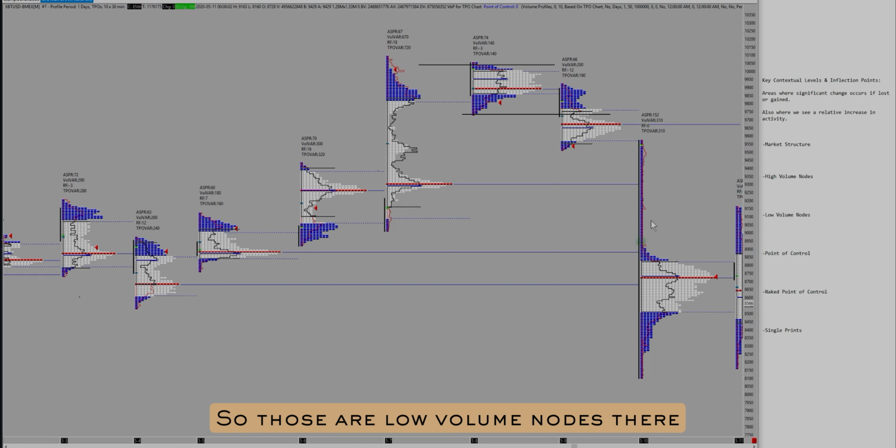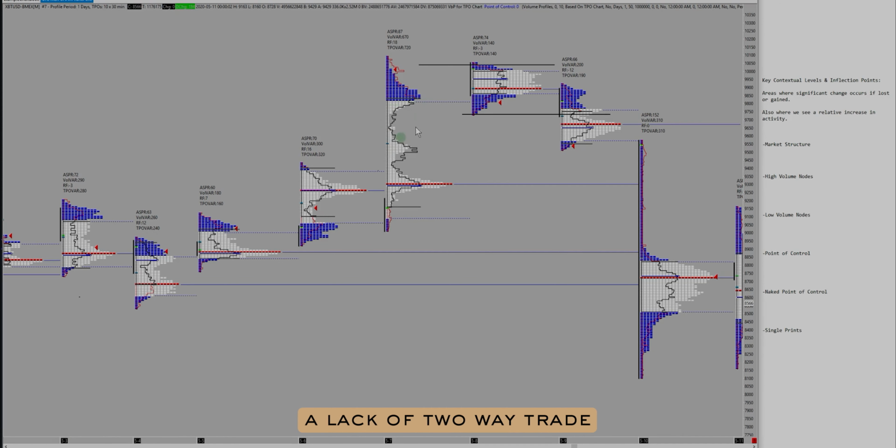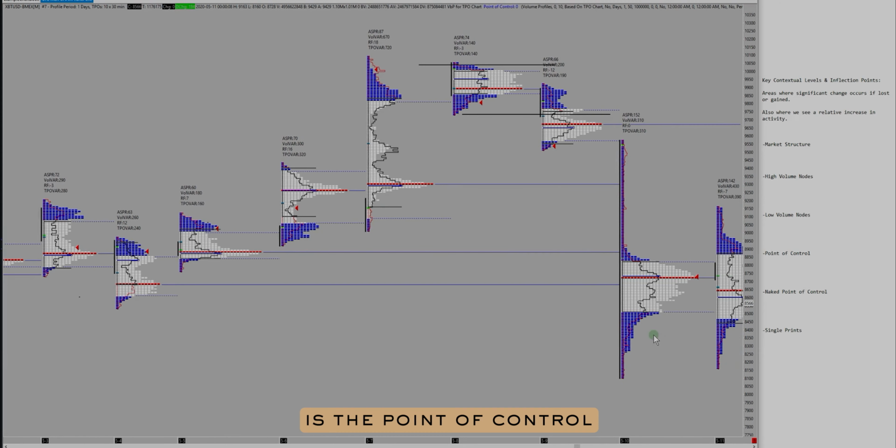So those are low volume nodes. They are where there's not much going on within this TPO whatsoever. It represents an imbalance. It represents a lack of two-way trade. It's very one-sided. The next thing we're going to talk about is the point of control.